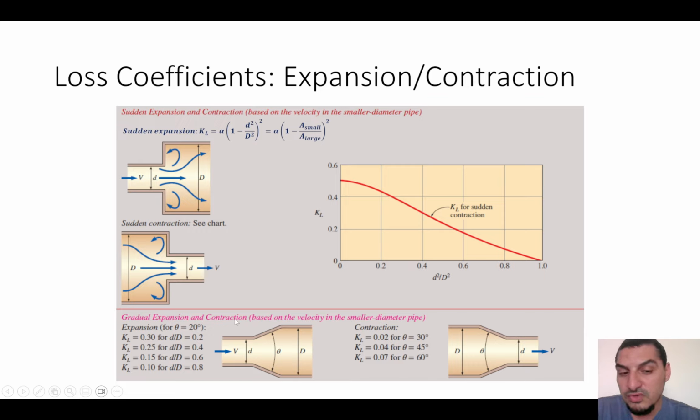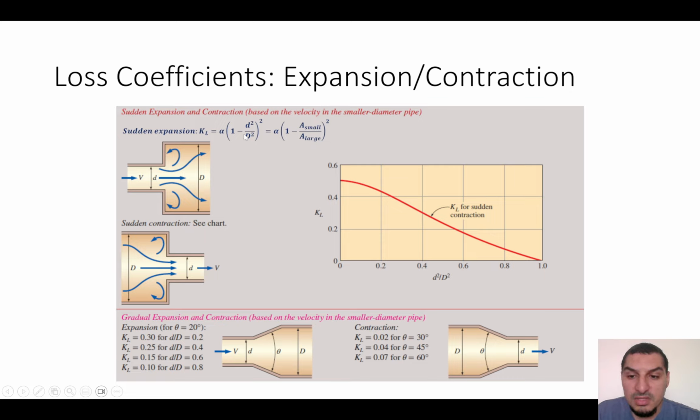So these are two different cases, and of course we expect the losses in the gradual case to be less. Anything that happens gradually leads to fewer losses than what happens suddenly. For sudden expansion, KL is calculated from this relation: KL equals alpha times (1 minus D1 over D2 squared), or area over area, all to the power 2.